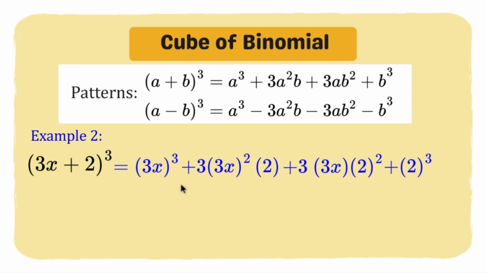Now, let's simplify. Unahin natin dito sa first term. So we have 3x raised to 3. Multiply lang natin si 3x by itself 3 times. That's why we get 9x cubed.